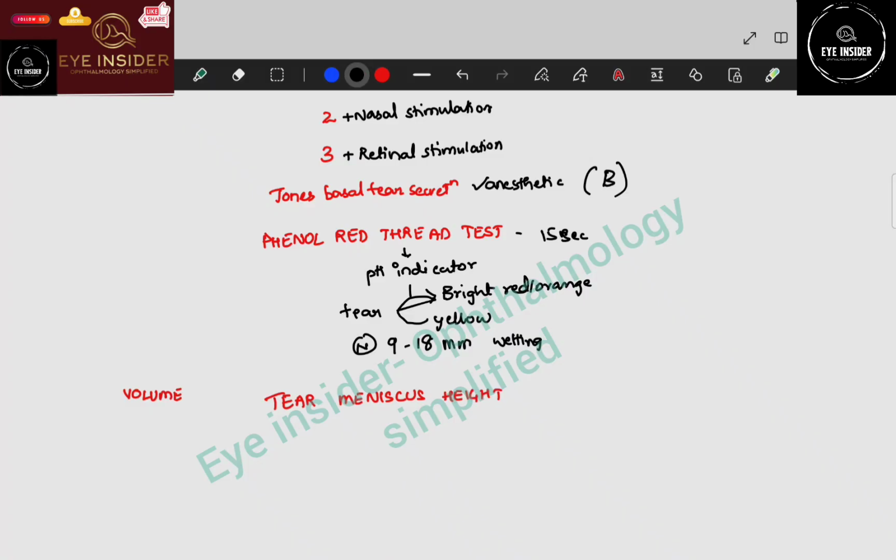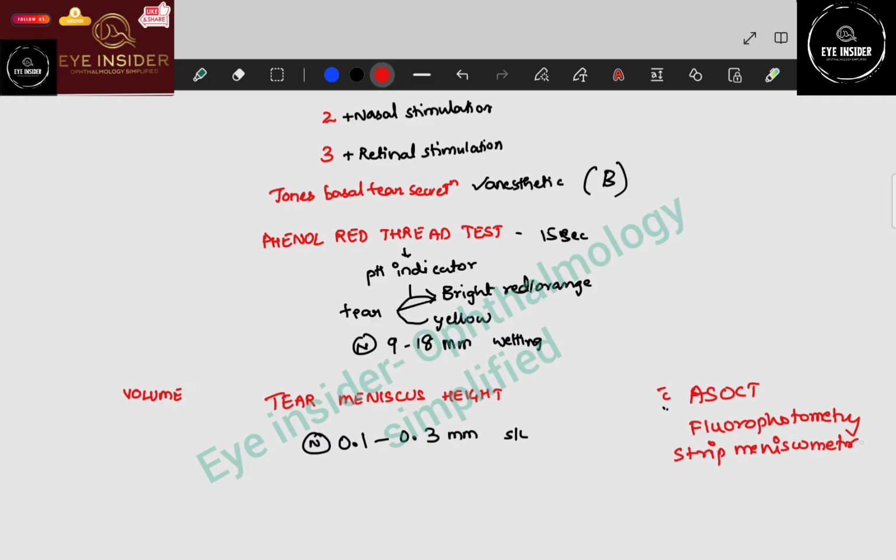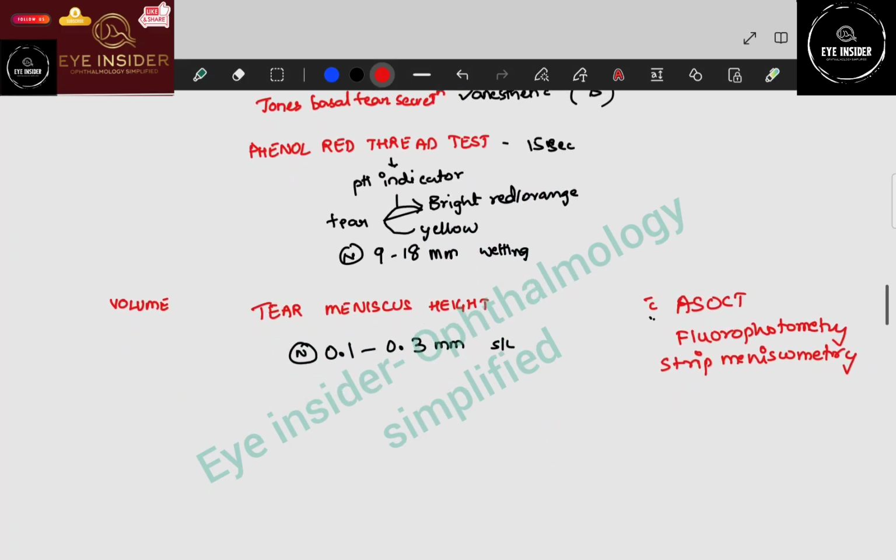Volume. Now coming to how to measure the volume of the tears secreted. Traditionally we do it under the slit lamp to measure tear meniscus height. Normally it is 0.1 to 0.3 millimeters. And the recent ones include measuring it with the help of ASOCT, fluorophotometry. So these are the newer tests which can be performed. And we also have strip meniscometry to measure tear meniscus height.